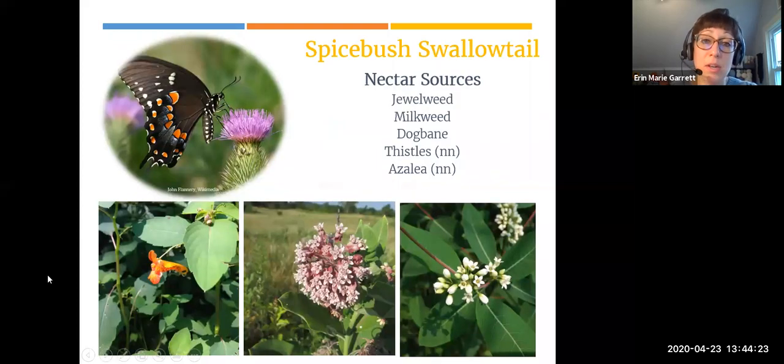Okay, so we'll start with a Spicebush swallowtail. If we want to attract the adults to our garden, we can plant things like jewelweed, milkweed, and dogbane. Okay, we do also have some non-native plants. That's what that double N means on the slide there, that will attract Spicebush swallowtails. So if you had thistles in your farm field, they are often found on thistles like in that picture there, or even azaleas, okay?